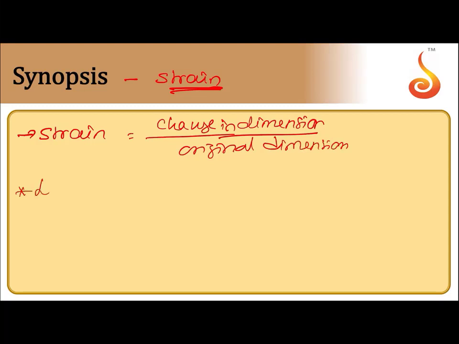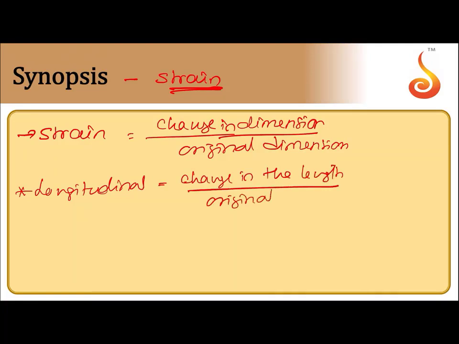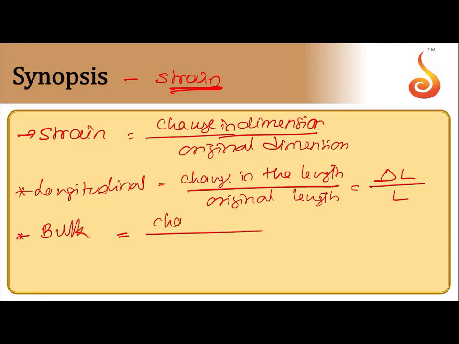Again, we have three types here: longitudinal, tensile or compressive strain, which is equal to change in the length. It may be elongation or it may be compression, change in the length divided by original length, which is equal to delta L divided by L. Likewise, we have bulk strain, which is equal to change in the volume divided by original volume, which is equal to delta V divided by V. So, change in volume divided by original volume.